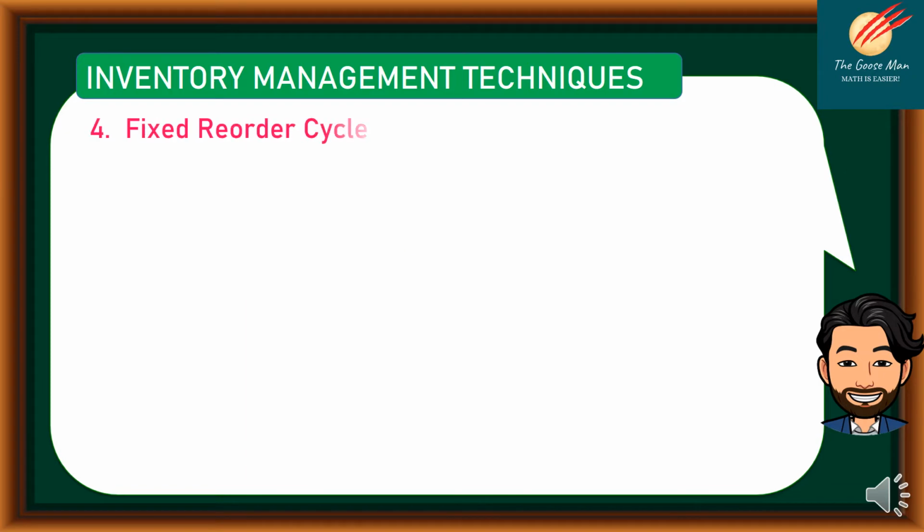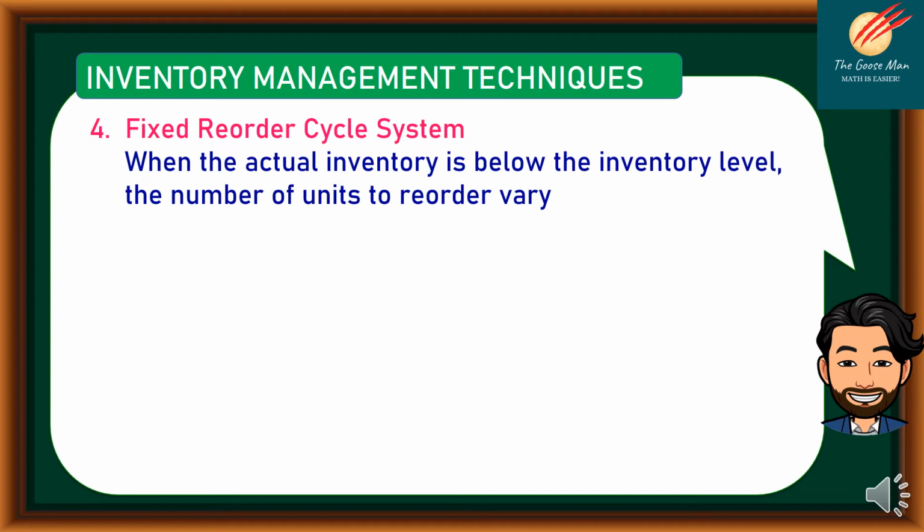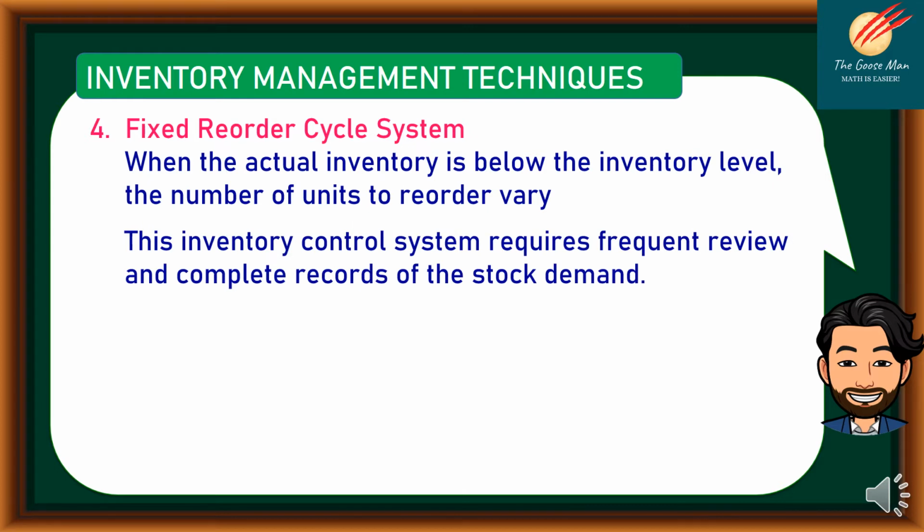On the other hand, in the fixed reorder cycle system, when the actual inventory is below the inventory level, the number of units to reorder varies. So this is the difference from the fixed order quantity. Again, recall, fixed order quantity means there is a constant number of units, while in the fixed reorder cycle system, the number of units to reorder varies. So this inventory control system requires frequent review and complete records of the stock demand.